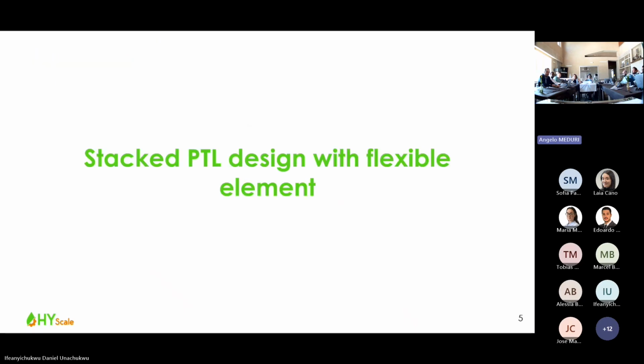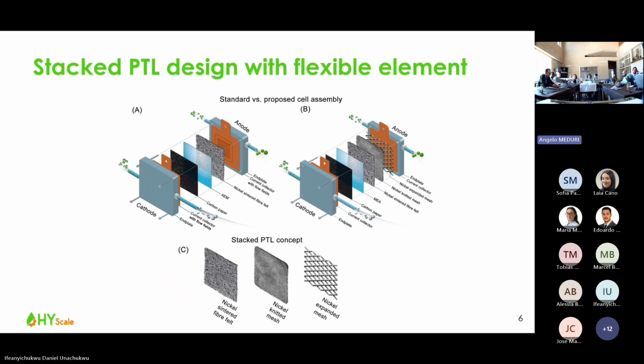Okay, first point, the stack PTL design with a flexible element. On the left, the standard design is shown, with the flow field, a PTL, then the membrane, carbon paper on the other side, and also flow field and membrane again. Our proposed design is now shown on the right side. So we have a stack design of 3 elements, like an expanded metal flow field and between, a PTL with knitted mesh.